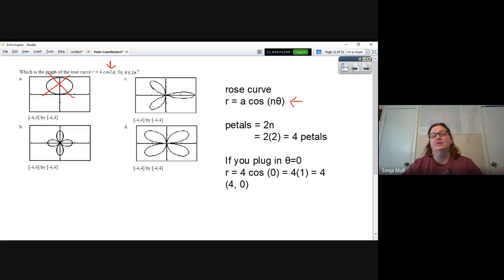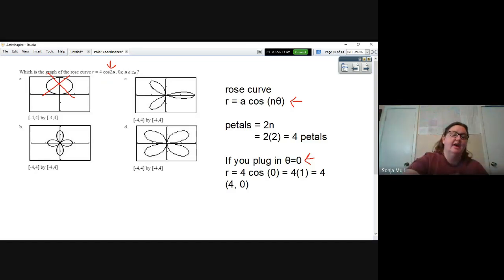So I just plugged in a value. I just plugged in an easy value where sine and cosine have different values. So I plugged in theta is 0. So if I plug theta equals 0 into my original equation, 2 times theta is 0, so I get 4 cosine 0. The cosine of 0 is 1, so I get 4 times 1, and that equals 4. So when the radius is 4, I get the point (4, 0).